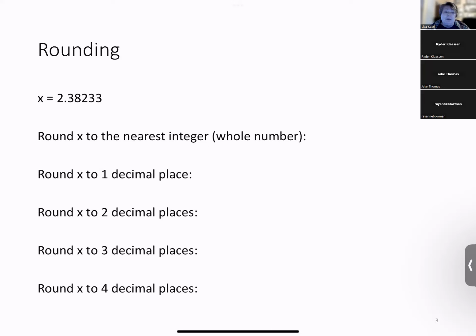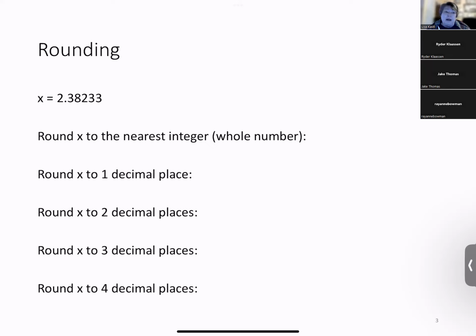If you're rounding to 1 decimal place, or you're rounding to the nearest integer, which is the first question here, you look at the number to the right of that. If that number is 5 or greater, you take the number that you're looking at and you round it up. If that number is 4 or less, then you just leave it alone. You just truncate it. You take it off.